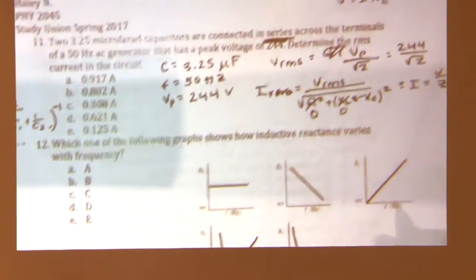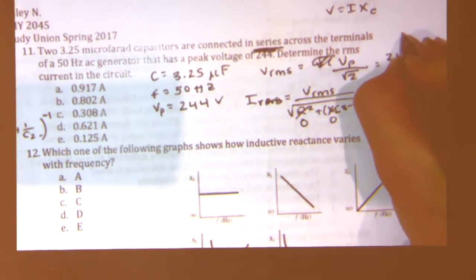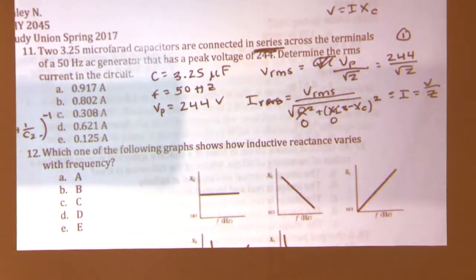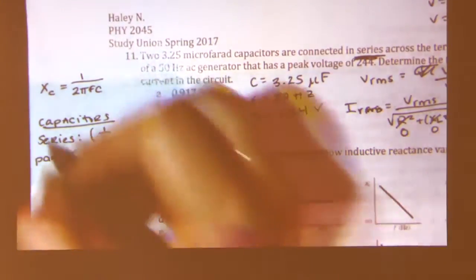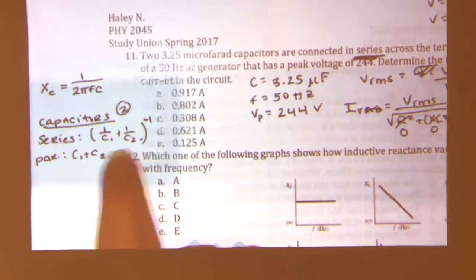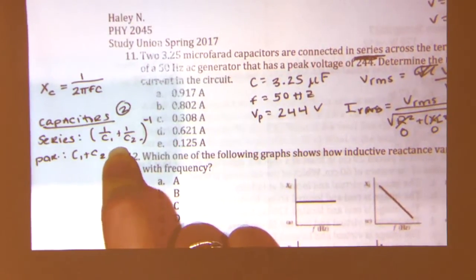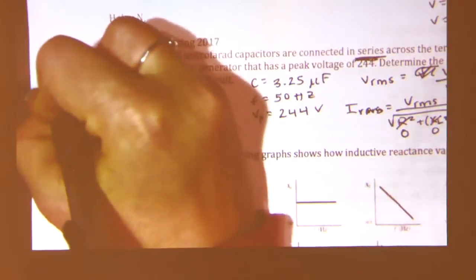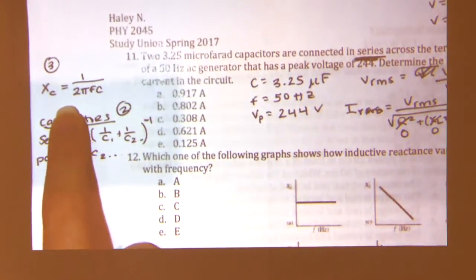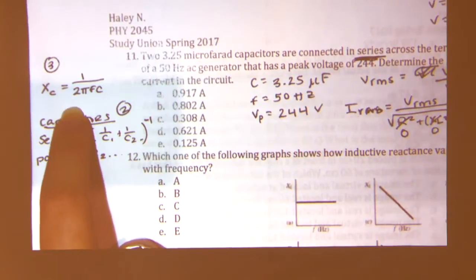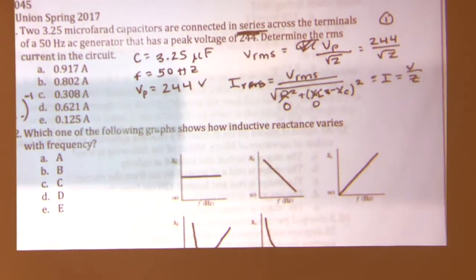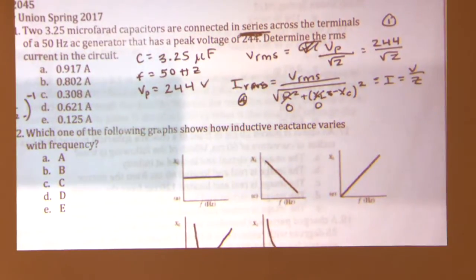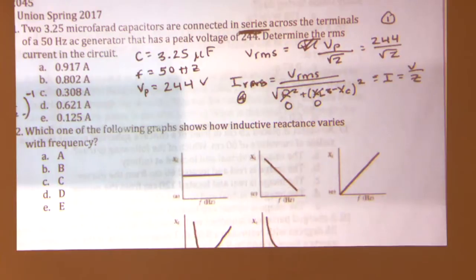So we want to break it down into steps. This doesn't really have to be your first step, but it's kind of the easiest. First step, find VRMS. Second step, solve for the equivalent capacitance of the circuit. Third step, plug that capacitance into our XC formula. And then finally, your fourth step would be to plug it into the whole thing, where I got 0.125 amperes, so E.